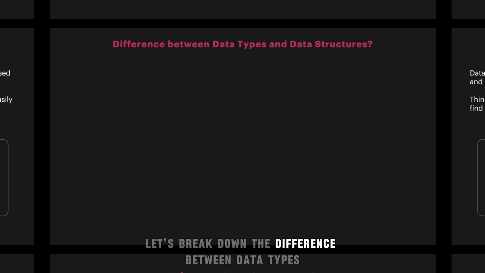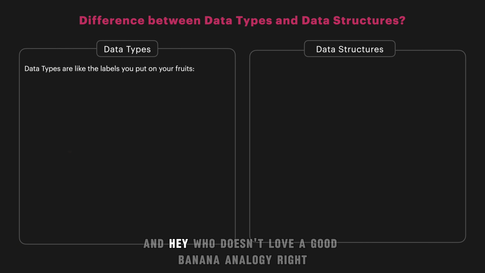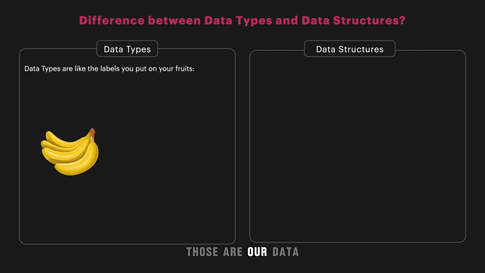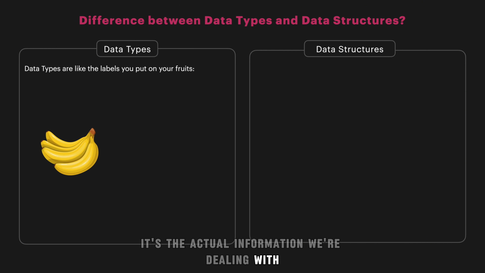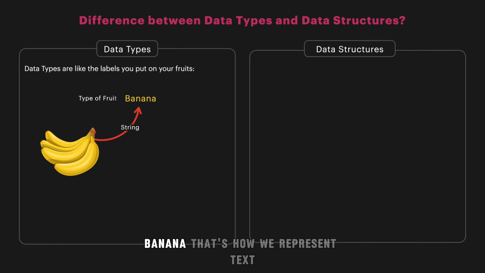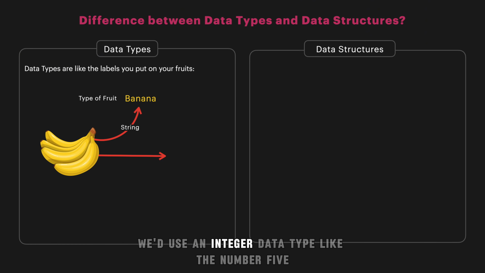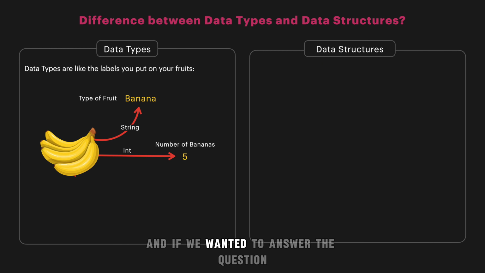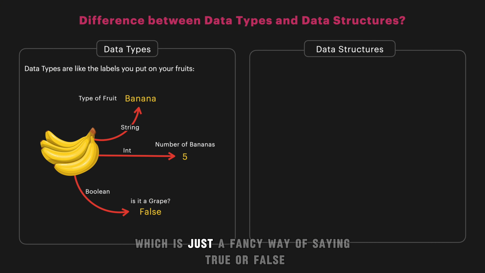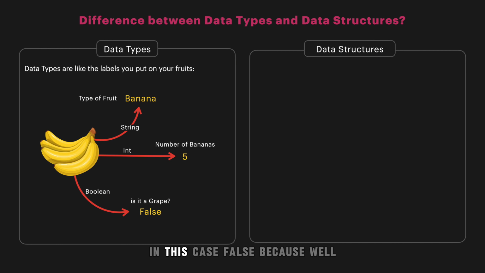Alright, let's break down the difference between data types and data structures. And hey, who doesn't love a good banana analogy, right? Think of it this way. The bananas themselves, those are our data. It's the actual information we're dealing with. Now, when we talk about data types, it's like labeling those bananas based on what they are. So, we might use a string data type to store the word banana. That's how we represent text. If we want to keep track of how many bananas we have, we'd use an integer data type, like the number 5. And if we wanted to answer the question, is this a grape, about our banana, we'd use a Boolean data type, which is just a fancy way of saying true or false, in this case, false, because, well, it's a banana, not a grape.